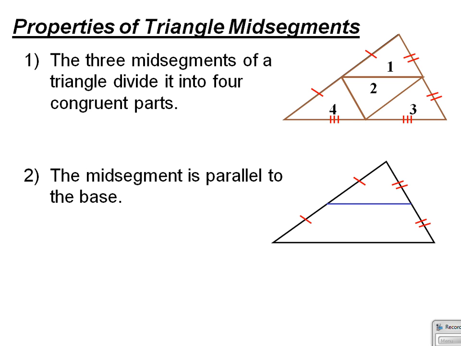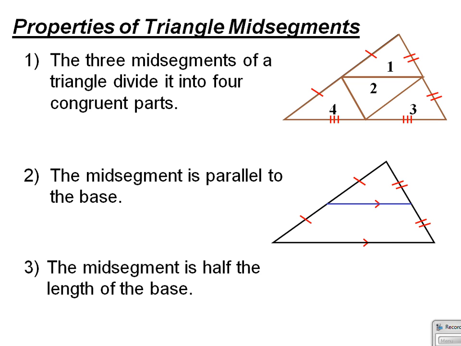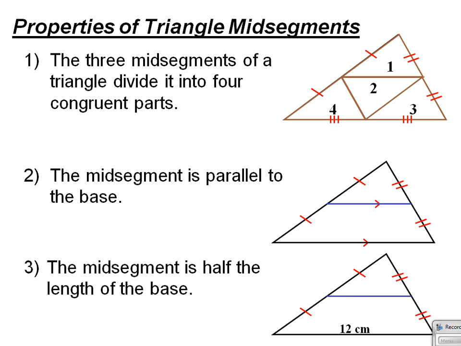Second, the mid-segment of a triangle is parallel to its base. And third, the mid-segment of a triangle is half the length of its respective base. So if in this triangle, the base is 12 centimeters long, then the mid-segment must be half that length, or 6 centimeters long.